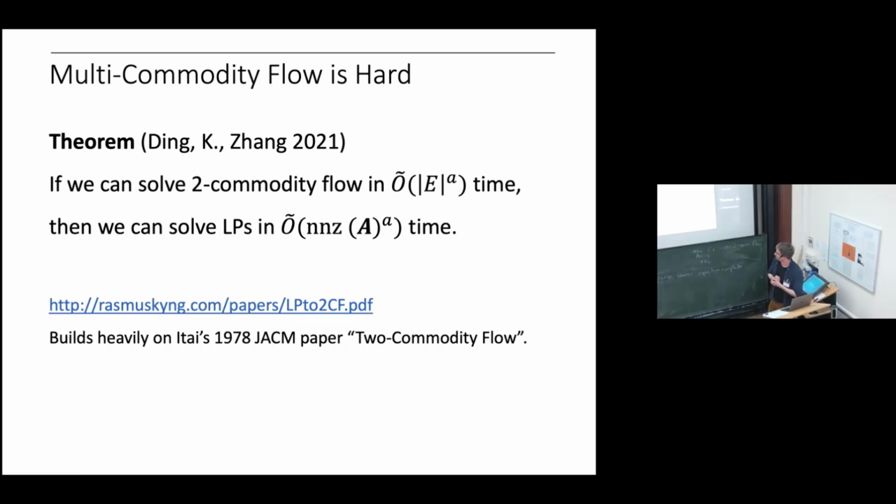Okay, and this builds heavily on an existing paper from '78, which basically almost showed the same thing, except that Itai did this before it was known how to solve, in fact in the same year that people figured out how to solve linear programs in polynomial time. So Itai was not interested in showing a tight relationship between two commodity flow and linear programs. He just wanted to show that if you can solve two commodity flow in polynomial time, then you can solve linear programming in polynomial time. And because of this, the reduction has some completely crazy steps that lose very large numbers, and you just don't want to do those steps.